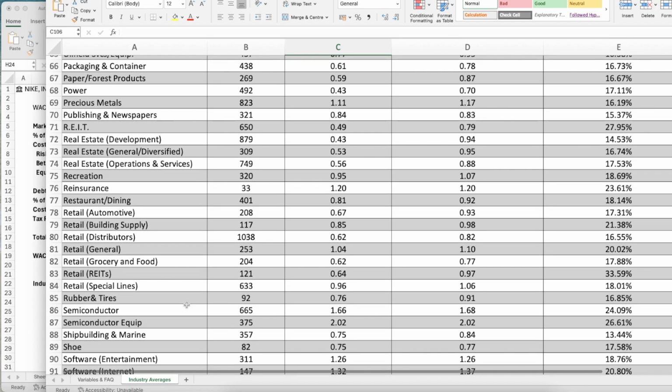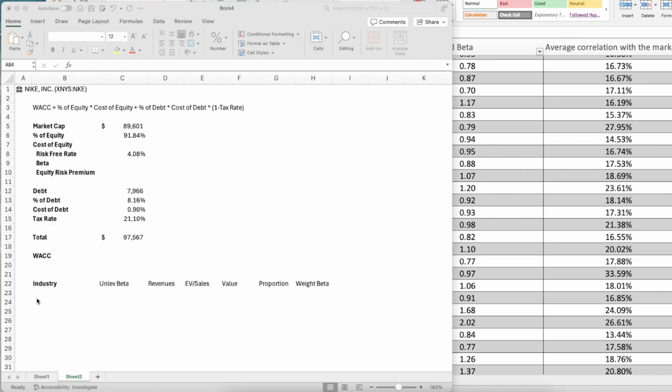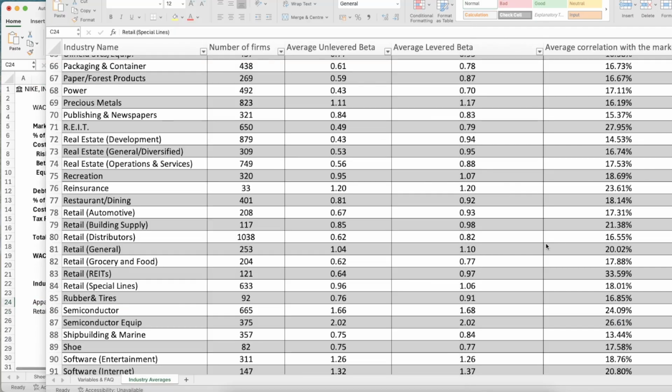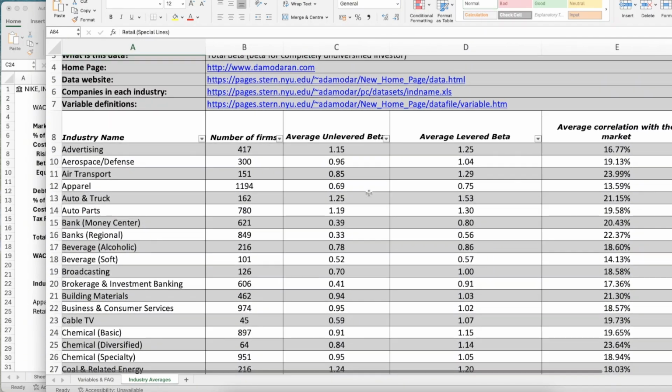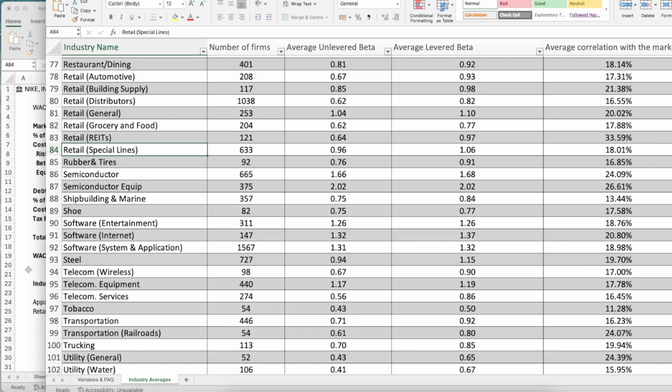Recreation. Maybe we go for this one, retail special lines. So yeah, we'll do it in two so that I can show you the methodology. The unlevered beta for apparel is 0.69, and for retail special lines, 0.96.